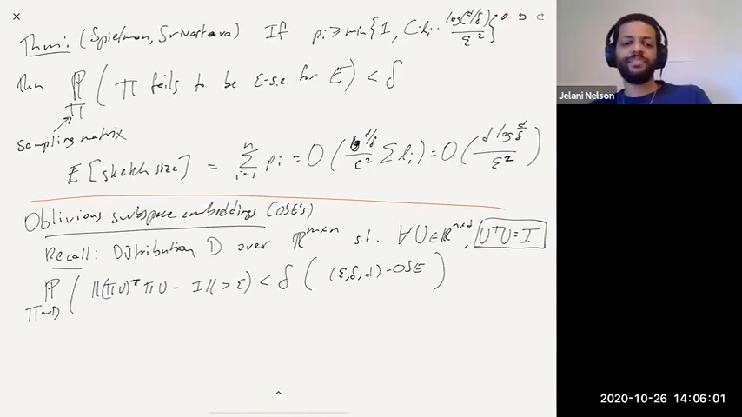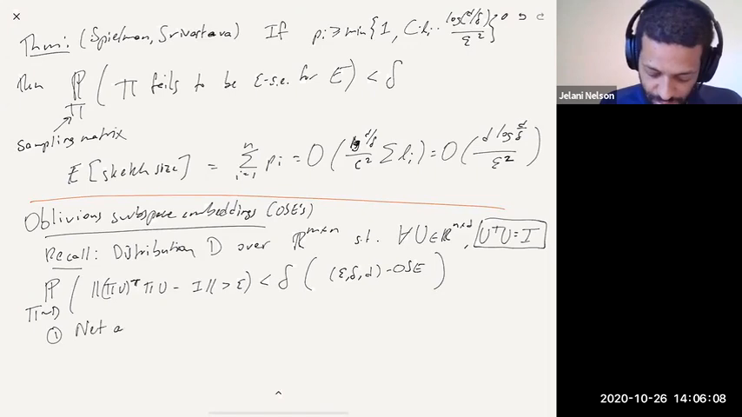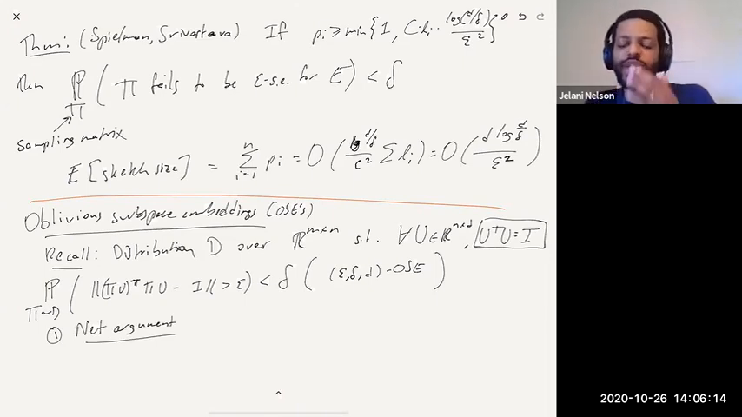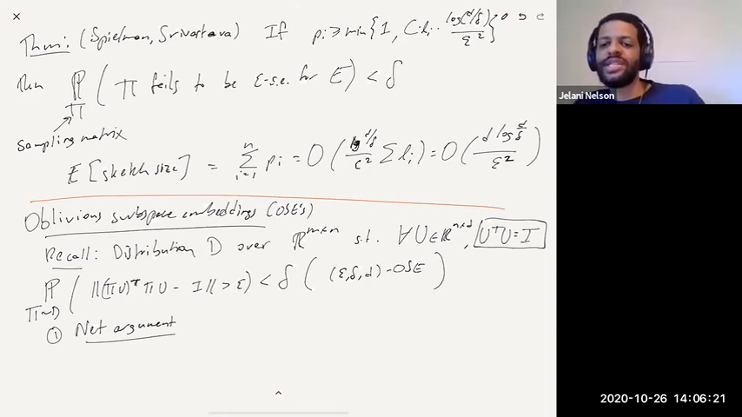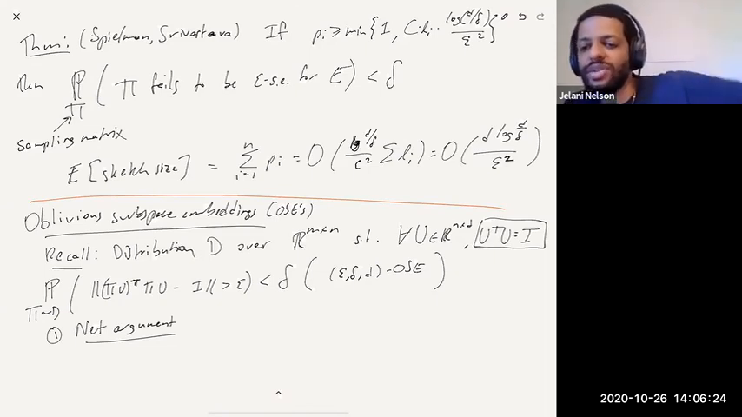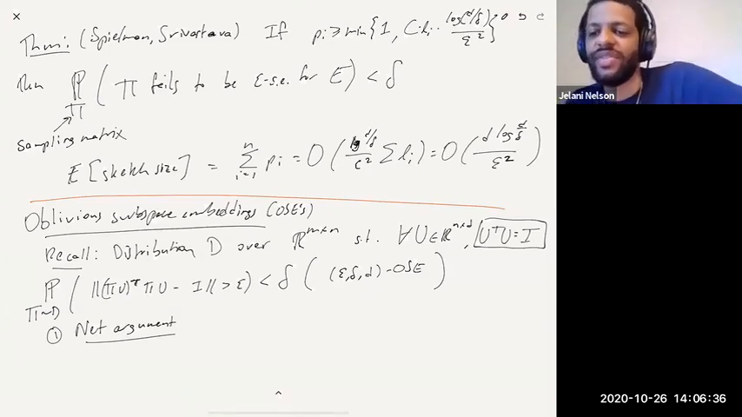Okay. So how do we get them? So one is via a net argument. So we can't just do JL here, right? So what is this saying? This is equivalent to we want to preserve the norm of every vector in the subspace. So JL says if you want to preserve Q vectors, you can map to log Q dimensions. The problem here is Q is infinity. We're trying to preserve all vectors in the subspace. There's an infinite number of vectors in the subspace. So you can't really talk about log the number of vectors. That's log of infinity.